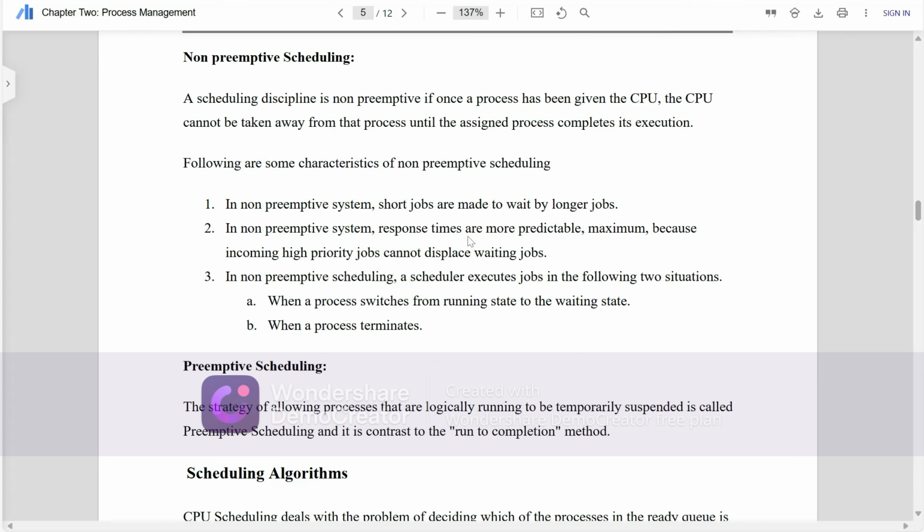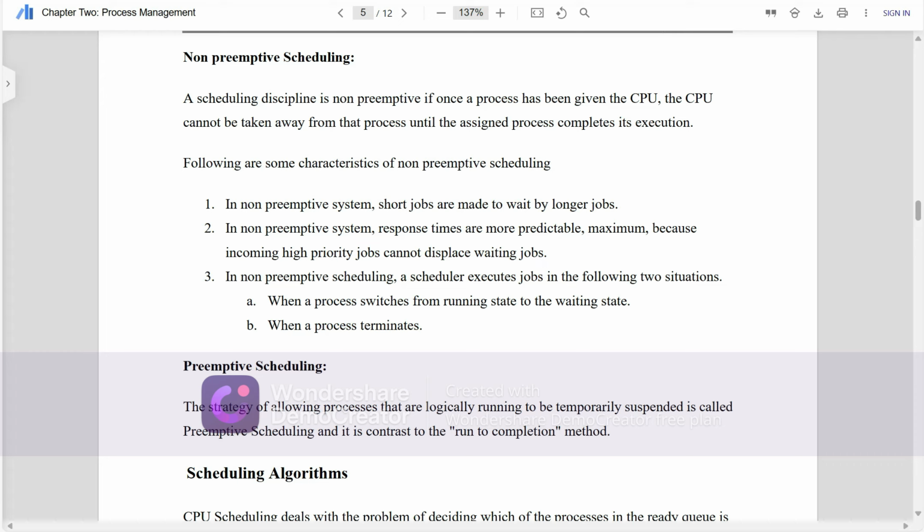In a non-preemptive system, short jobs are made to wait by longer jobs. That means if longer jobs are executed or access the CPU first, then shorter jobs remain in waiting lists. In a non-preemptive system, the response times are also more predictable, because incoming high priority jobs cannot interrupt the already executing processes.